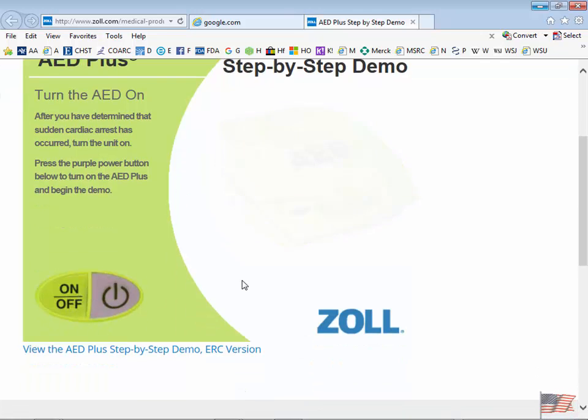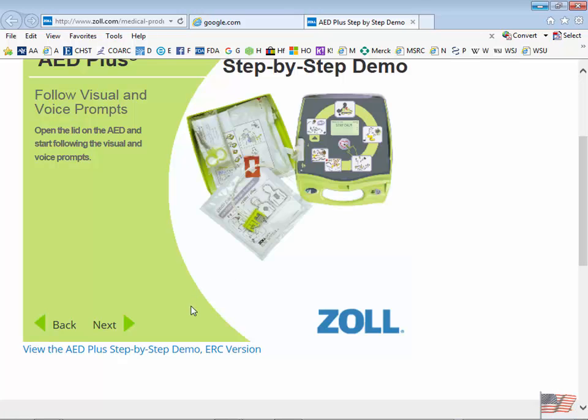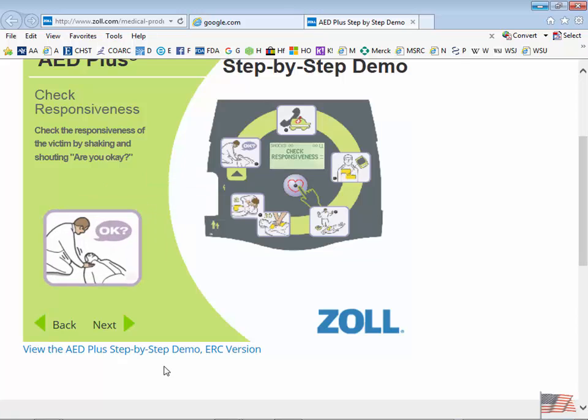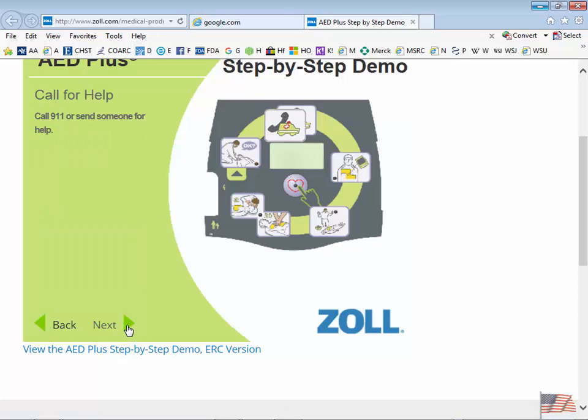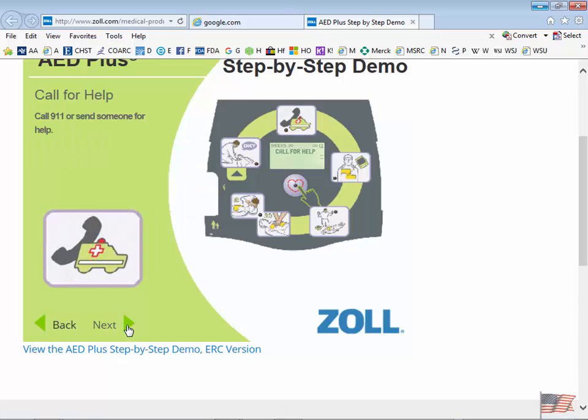Unit okay. Stay calm. This is what it actually talks to you like. Check responsiveness. We're going to shake and shout, "Are you okay? Are you okay?" He says, "Nothing." Call for help. Call for help, 911. Don't want to be doing this by yourself for very long.